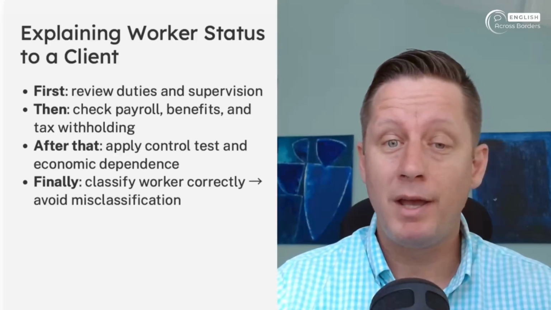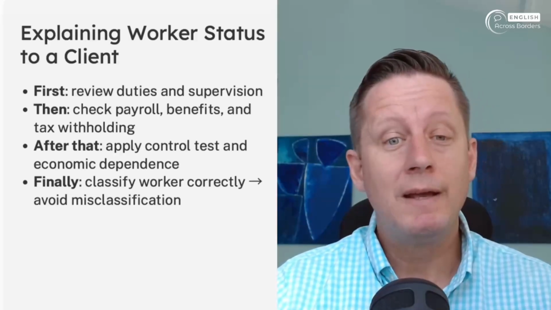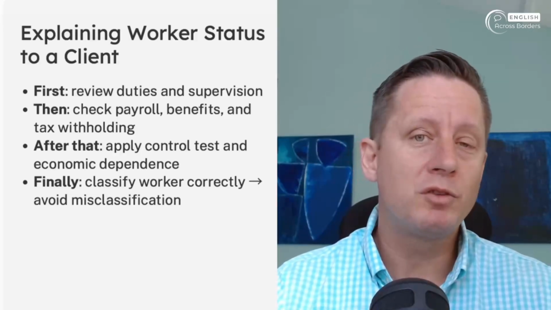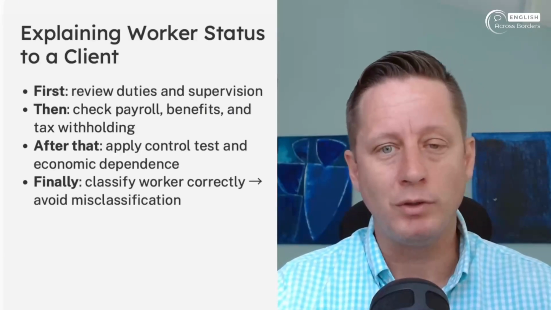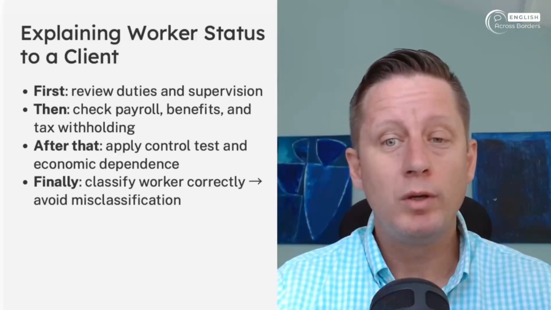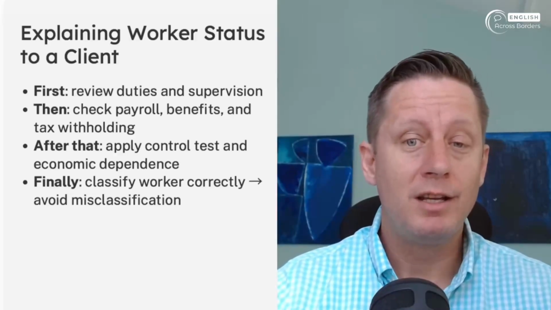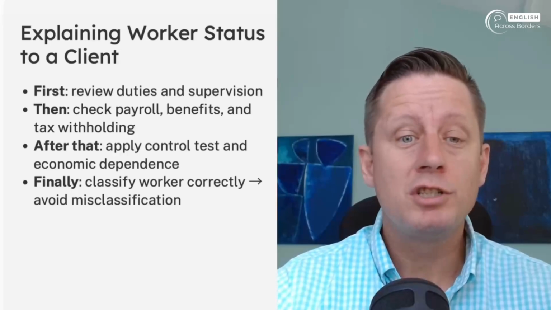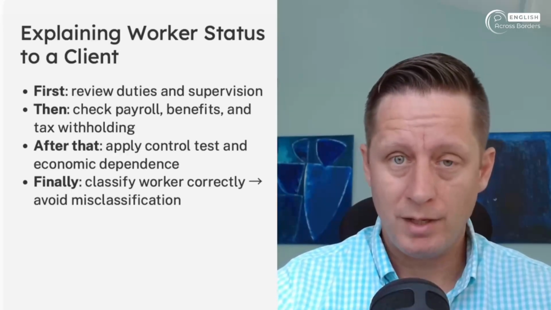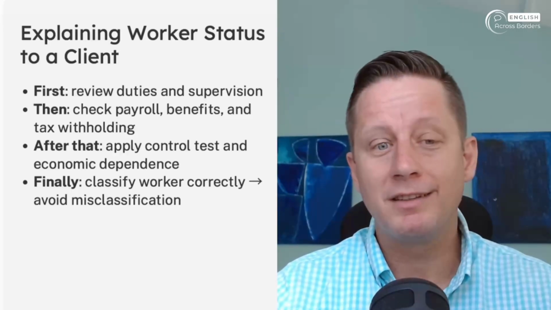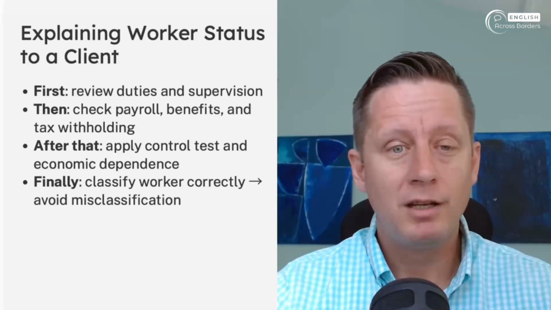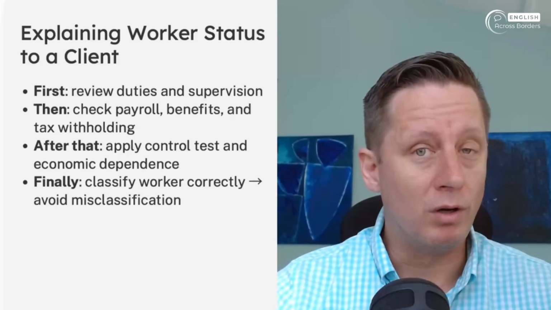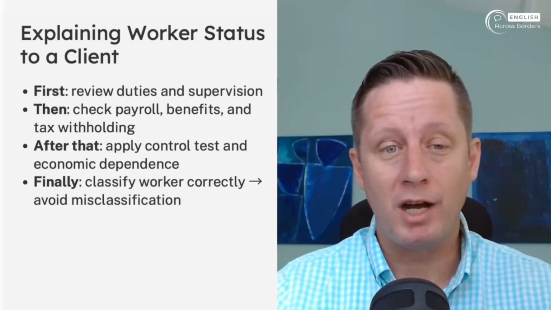Then let's check payroll and benefits. If she receives health insurance or paid leave, she must be on payroll as an employee. After that, we apply the control test. If you decide her schedule, tasks, and tools, she is under your control. We also ask if she has economic dependence. Does she work only for you? If yes, she's more like an employee than a contractor.